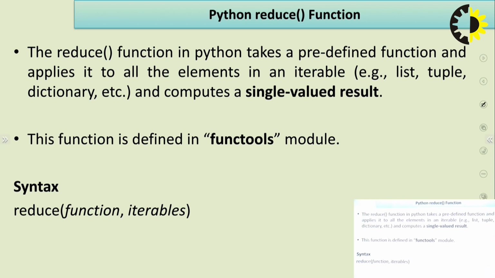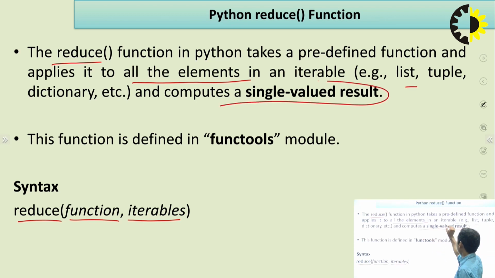Now the next important function is reduce. This is a higher order function. First see the syntax: reduce is the function name, the first parameter is a function, the second parameter is an iterable. The reduce function in Python takes a predefined function and applies it to all the elements in the iterable, that is list, tuple, etc., and computes a single value result.